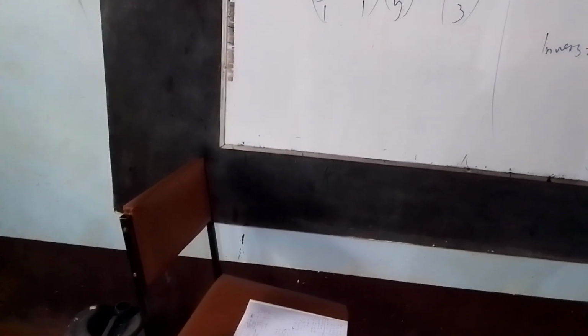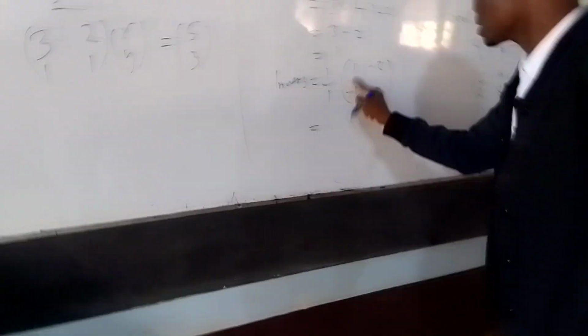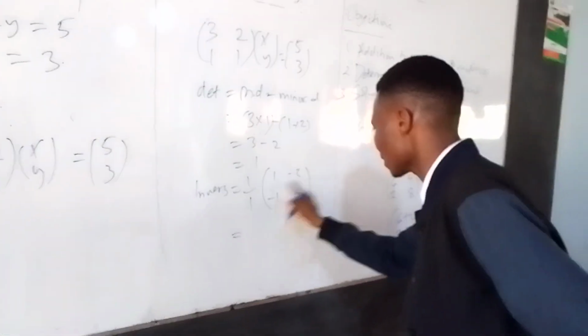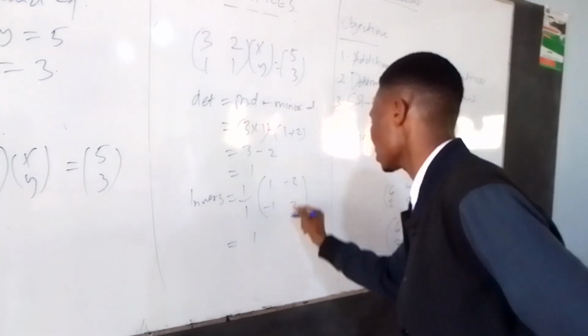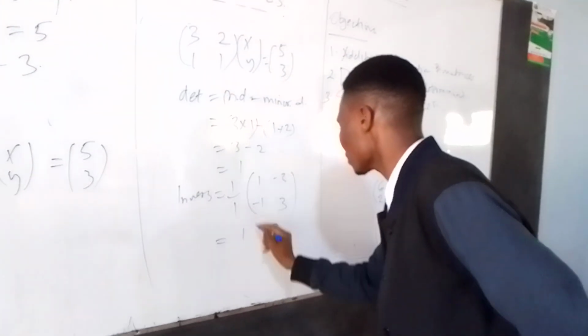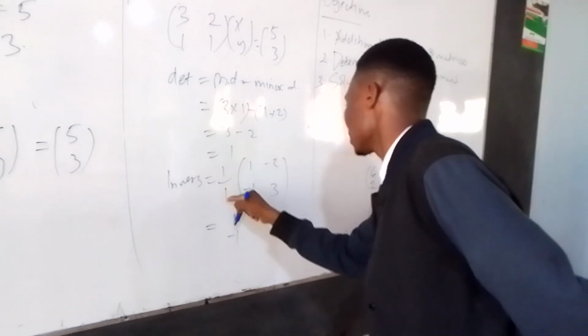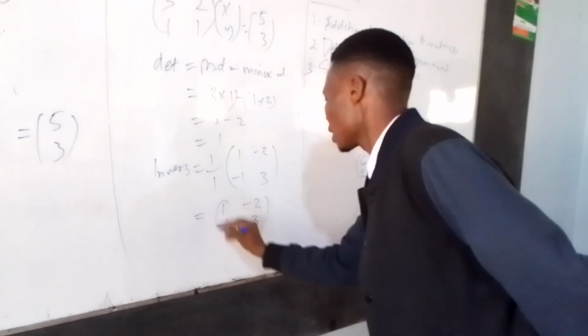this now will be 1 and this will be 3 after interchanging. Then we will negate this. This is negative 2 and negative 1. We can solve this together so that we have 1 times everything here. We multiply this one by everything inside the bracket. This one times this is 1. This one times this one is negative 2. The whole of it times negative 1 is negative 1. The whole of it times 3 is 3.